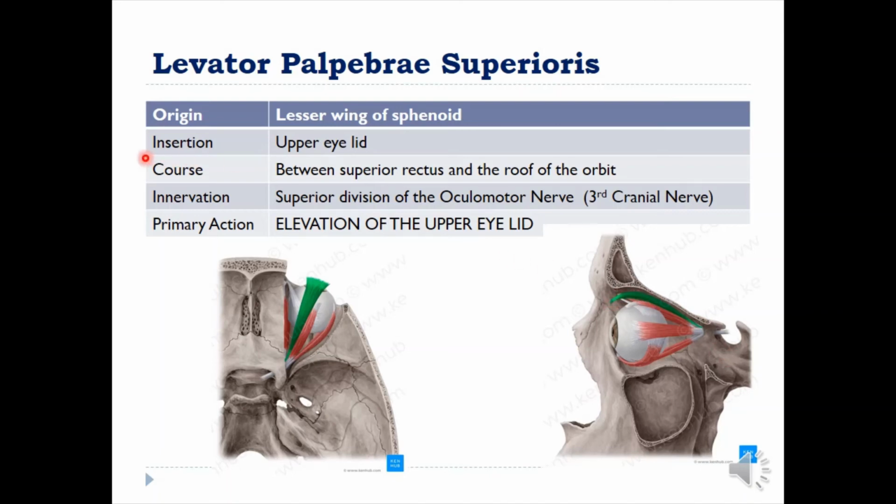What is the course, how the muscle is traveling? Okay, from the lesser wing of sphenoid, it travels between superior rectus and the roof of the orbit. You see, superior rectus is below. Okay, this is superior rectus and this is LPS, and above that is the roof of the orbit. Which cranial nerve is supplying LPS? It is supplied by, again, you see, the oculomotor nerve.